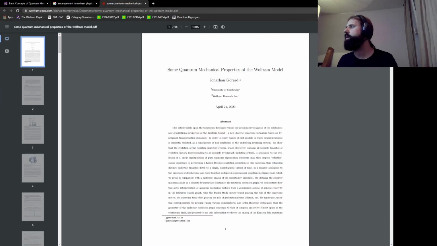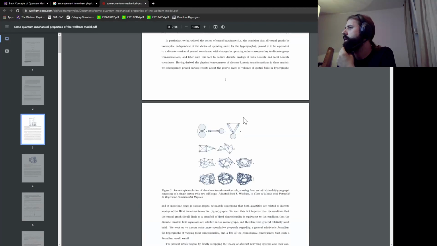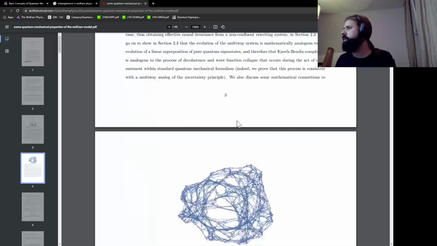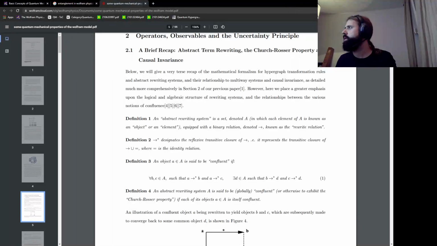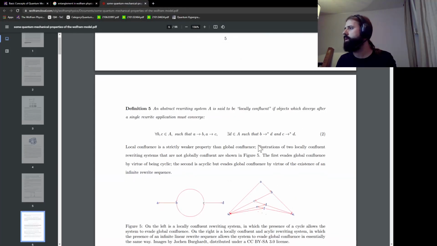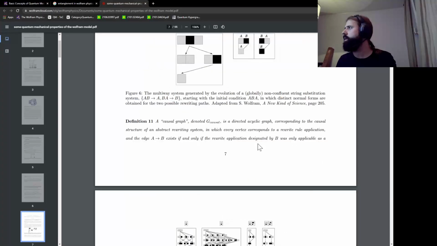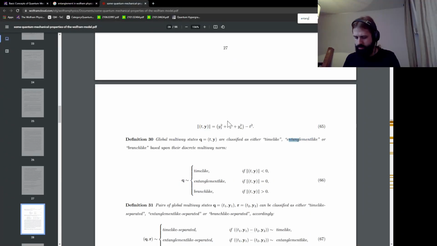Wolfram Cloud. Oh, what is that? Some quantum mechanical properties of the Wolfram model. So this is an introduction. Insanity principle. Okay, that's way more detailed. Entanglement-like or branch-like?